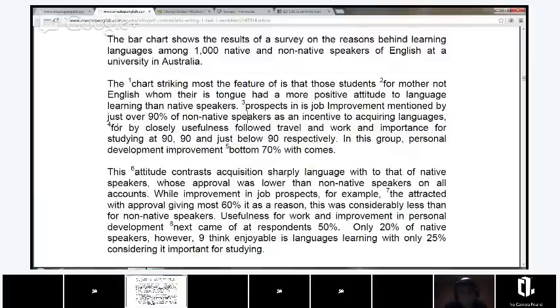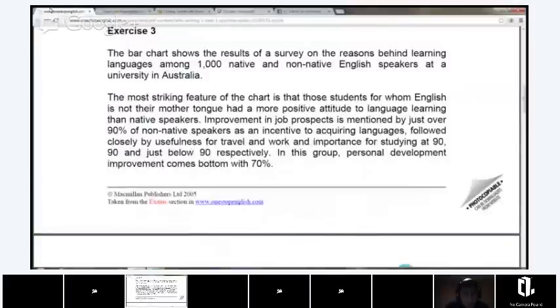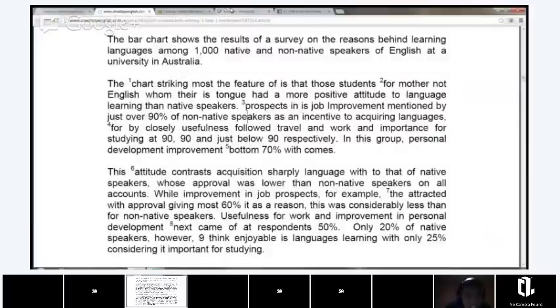All right, so number four. Followed closely by usefulness for travel and work and importance for studying at 90, 90, and just below 90 respectively. Excuse me. Hello? Oh, I'm sorry, I thought I was frozen. A long silence. Everybody's thinking. Okay, look at it this way, guys. We have: improvement in job prospects is mentioned by just over 90% of non-native speakers as an incentive to acquiring languages. What do you think would be the most natural word to follow this?